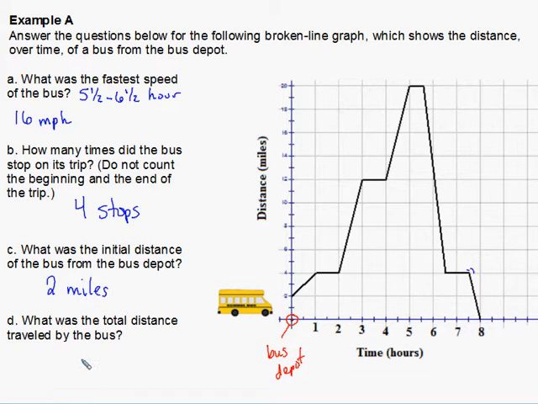And what is the total distance traveled by the bus? We go from 2 to 20, which is 18. And then from 20 to 0, which is 20. So 18 out and 20 back, so 38 miles.